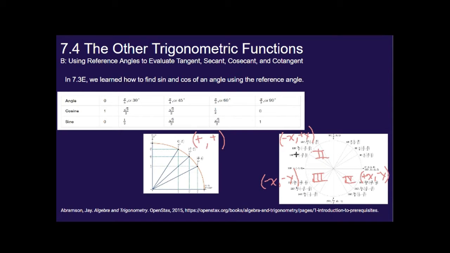And so you would have the same value as far as your sine and your cosine. You would just change the sign, the positive or the negative, depending on which quadrant your terminal angle was in. So now we're going to do that same thing, but with tangent, secant, cosecant, and cotangent. Like I said, if you need to go back and review that, that would be in 7.3e.